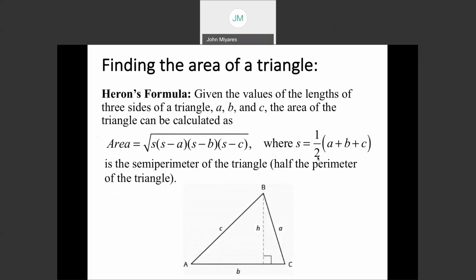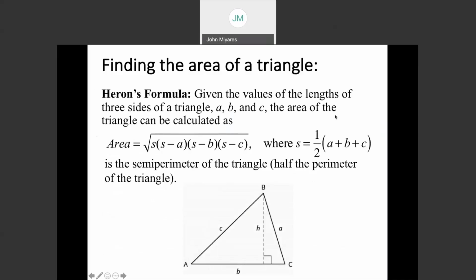Now, let's switch gears for a few minutes and talk about how to compute the area of a triangle. One way they introduce in these sections to find the area of a triangle is this convoluted formula known as Heron's formula, or sometimes known as Hero's formula.